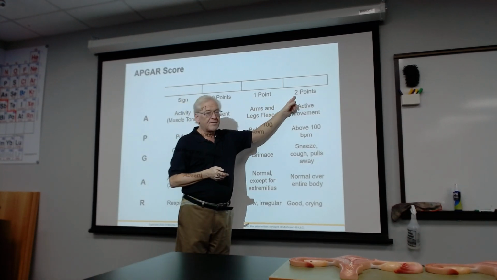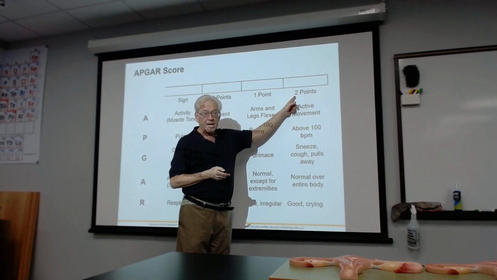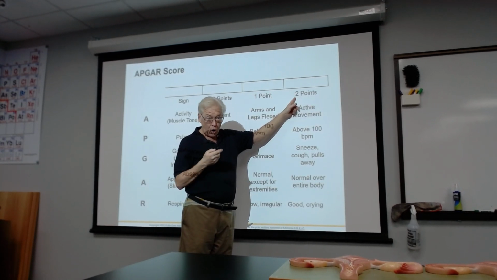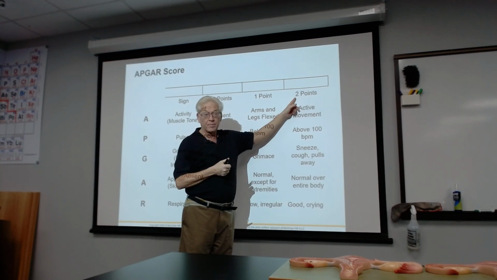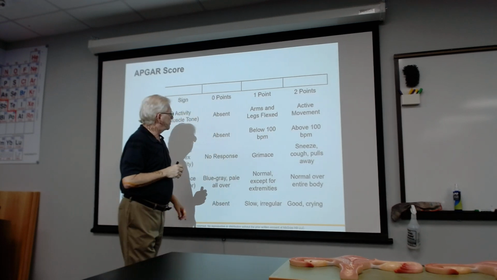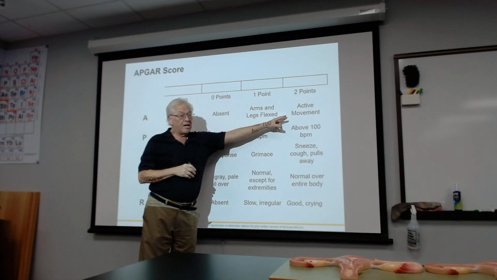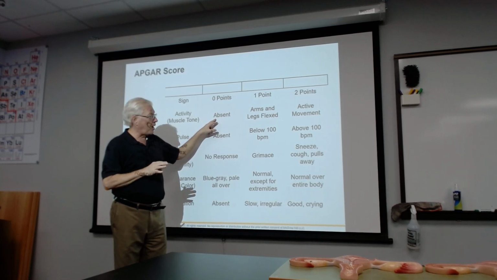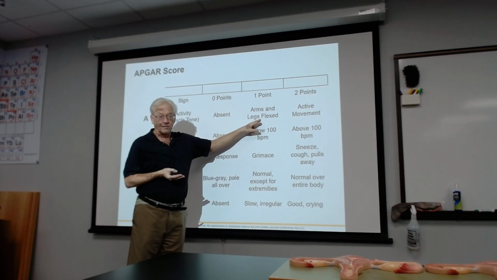So, what's 5 times 2? 10. So, a child with a 9 or a 10 or even an 8 total score is in good shape. 7 and below, now we got problems. Okay? So, activity. Is the baby moving? Yes. Not moving? 0. That could be a problem. Maybe just some flexing.